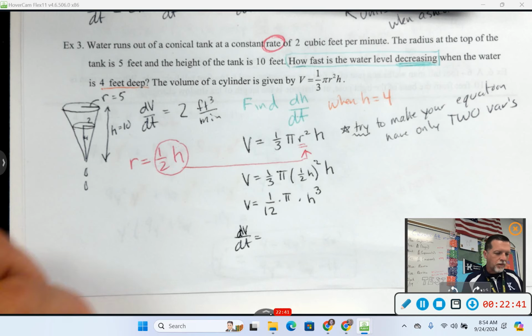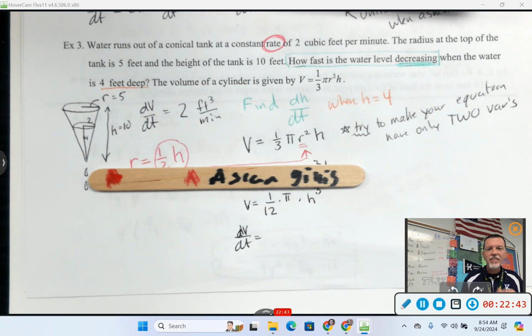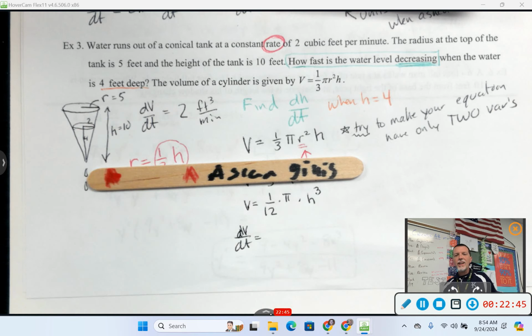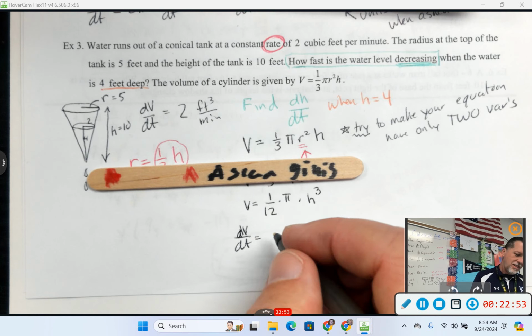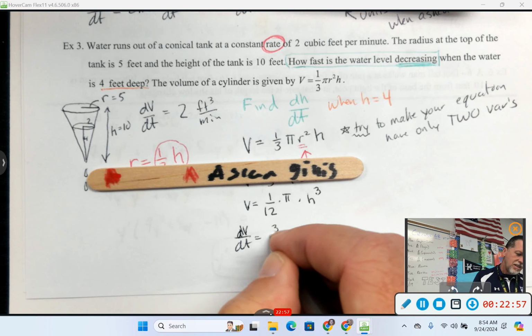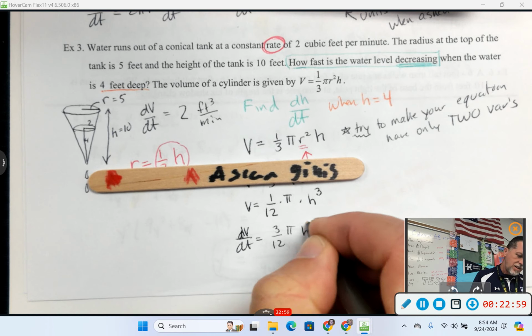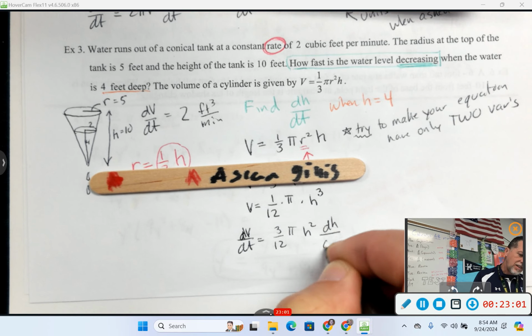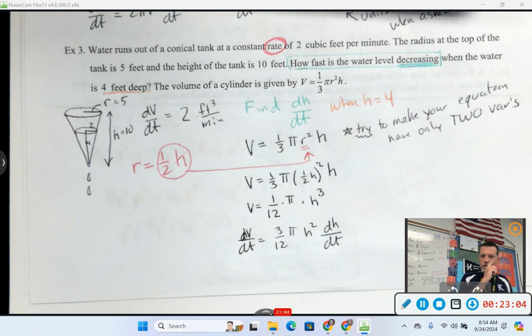let's put somebody on the spot for the right-hand side here, Aslan. What does the right-hand side become after I take a derivative with respect to time? 1/12 pi, or 3/12 pi H squared dH/dt. Nice. 3/12 will reduce, but we don't have to worry about that yet.